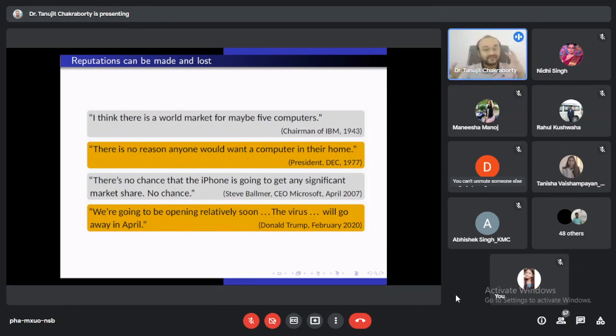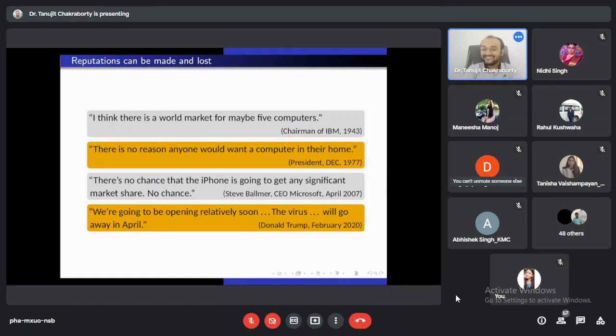So whenever you are making predictions, be sure you are more than 95% sure, or some percentage sure, while creating those points, assumptions and everything. Because it will either make your reputation good or you will lose your reputation. Just like the CEO of Microsoft back in 2007 said there is no chance that the iPhone is going to get any significant market share, no chance.